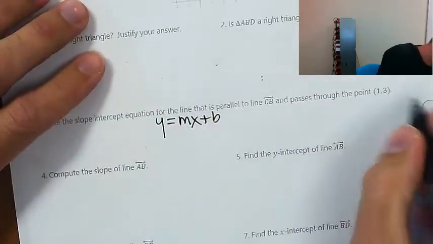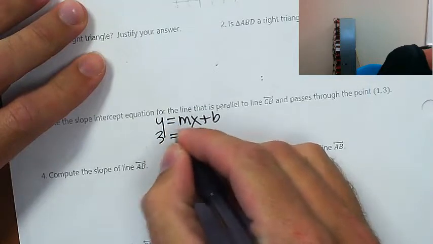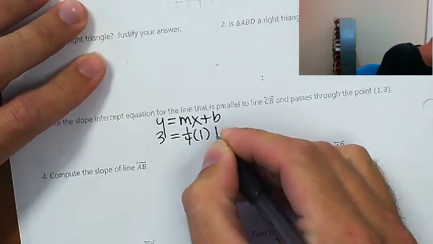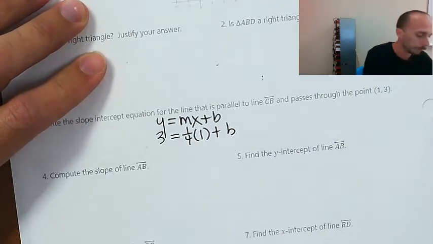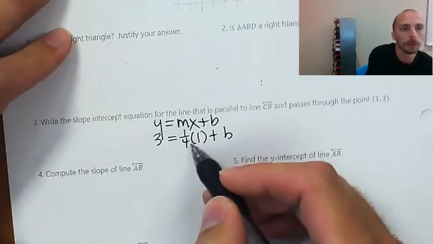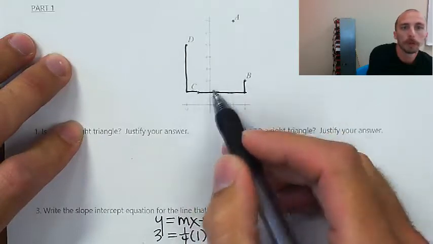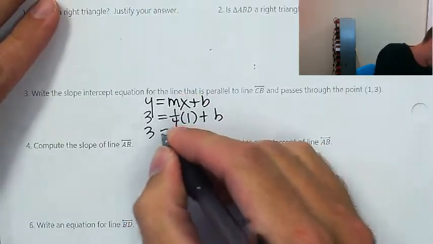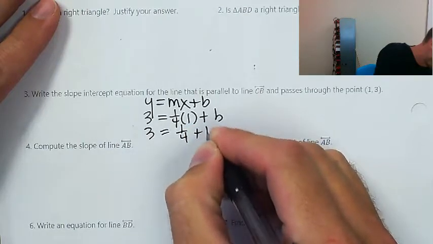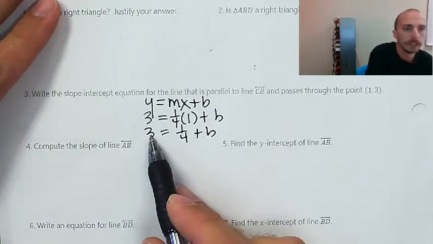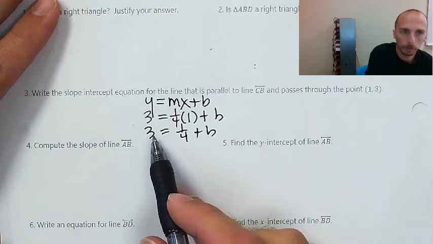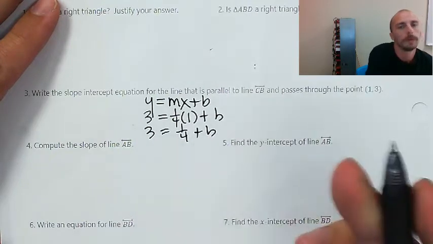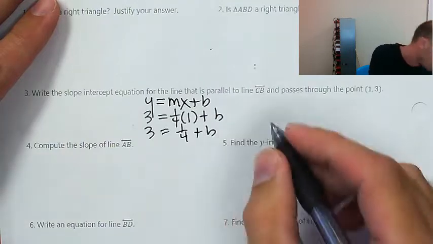So I'm going to say y is 3, 1/4 of x, which is 1, plus b. We'd already determined the slope was 1/4 by doing rise over run up here. All right, and so I'm going to say 3 equals 1/4 plus b. 3 is going to be 12 over 4. So 12 over 4 equals 1 over 4 plus some number, and that number is going to have to be 11 over 4.